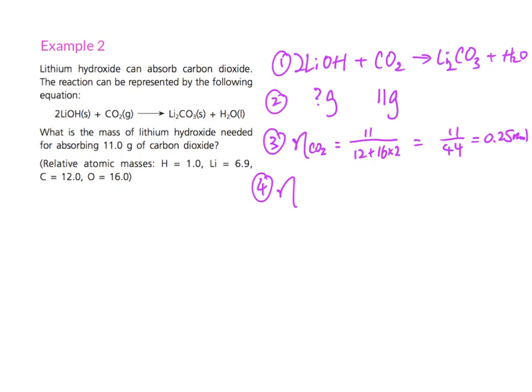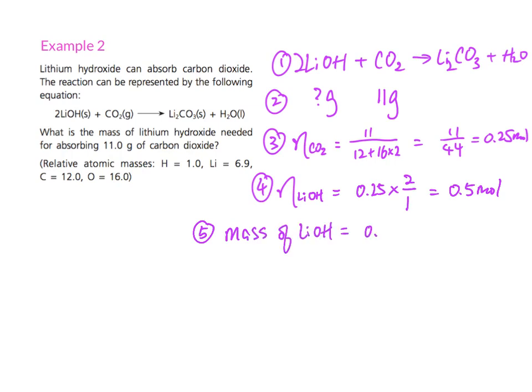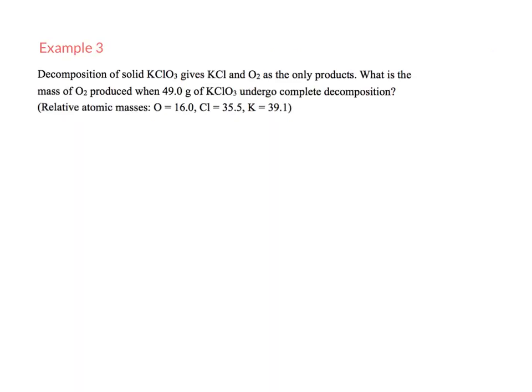So the next one will be talking about lithium hydroxide. It will be 0.25 divided by 1 times 2, which is 0.5 mole. Okay, and then number 5, we're going to find out the mass of lithium hydroxide. So this one will be 0.5 times (6.9 plus 16 plus 1). The answer will be equal to 11.95 gram. Done. Should be pretty easy.